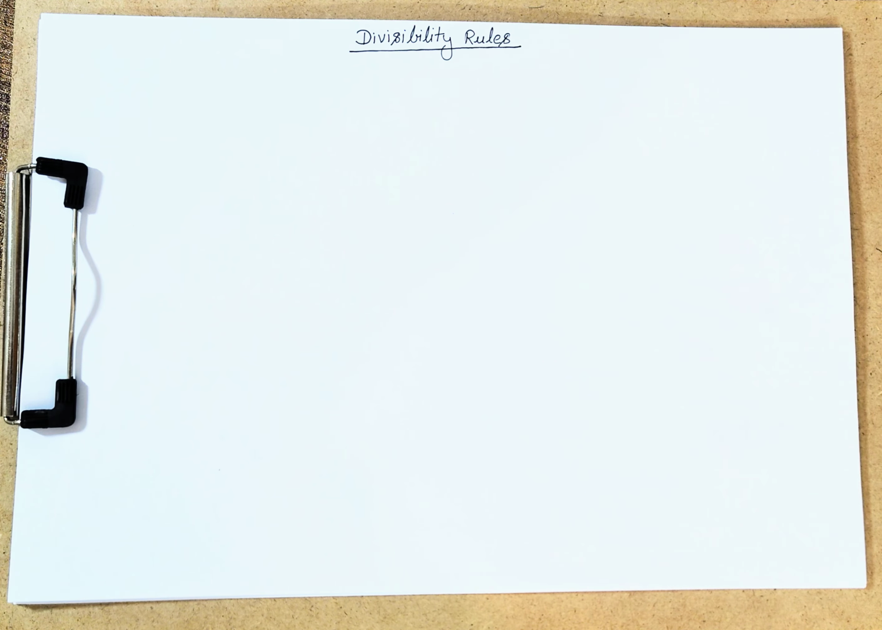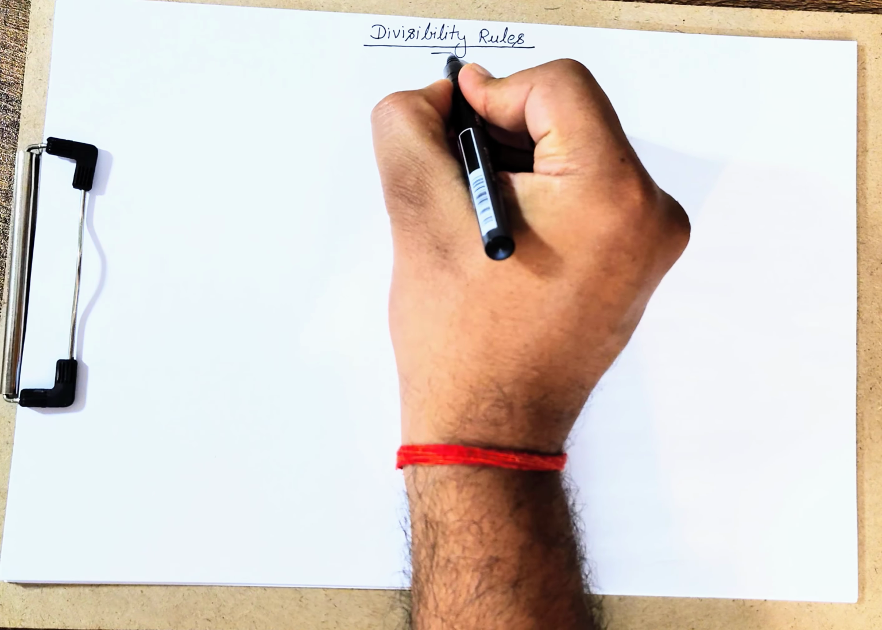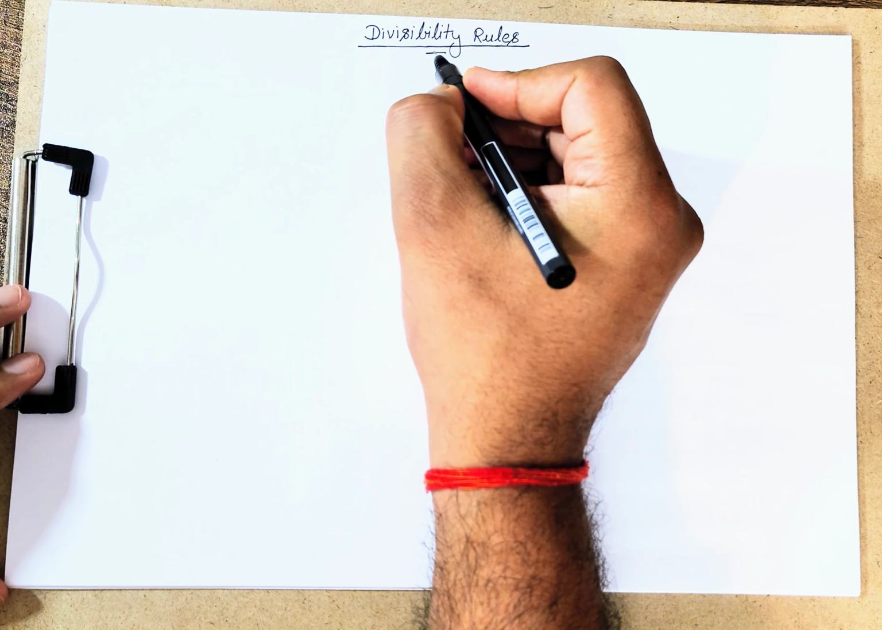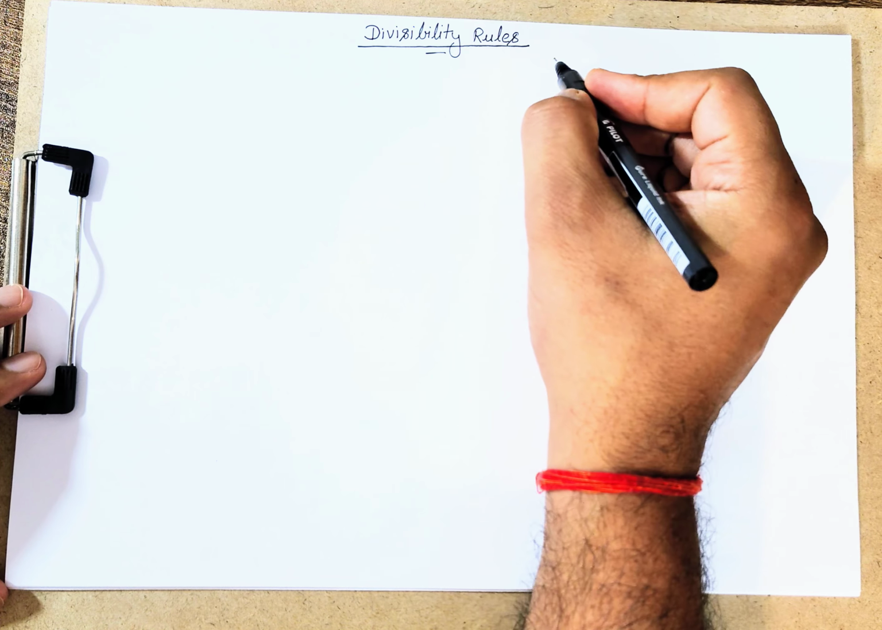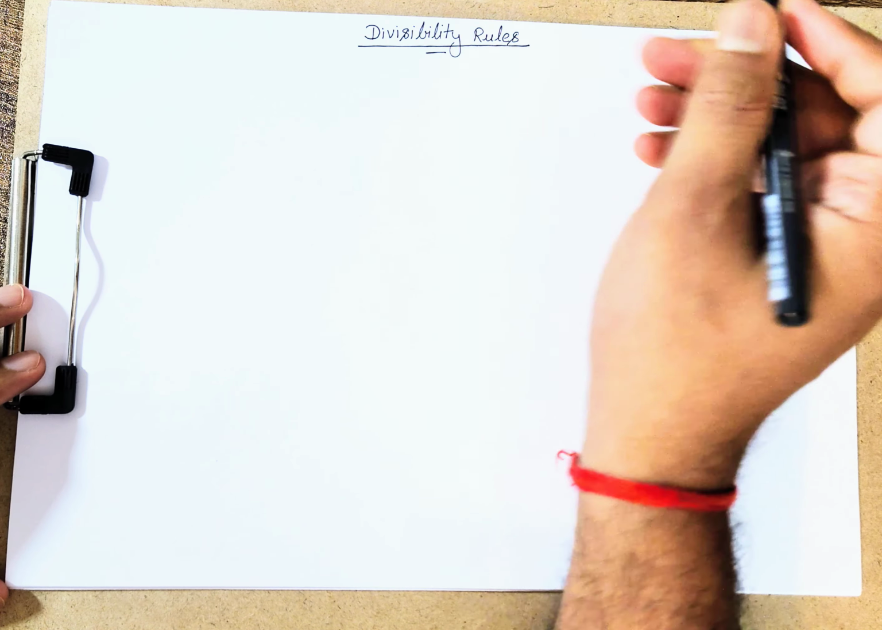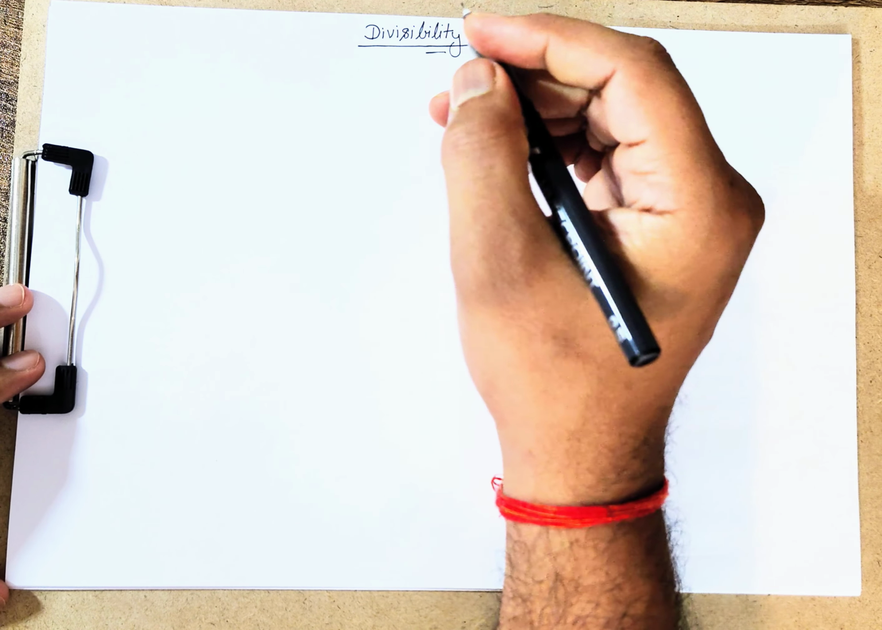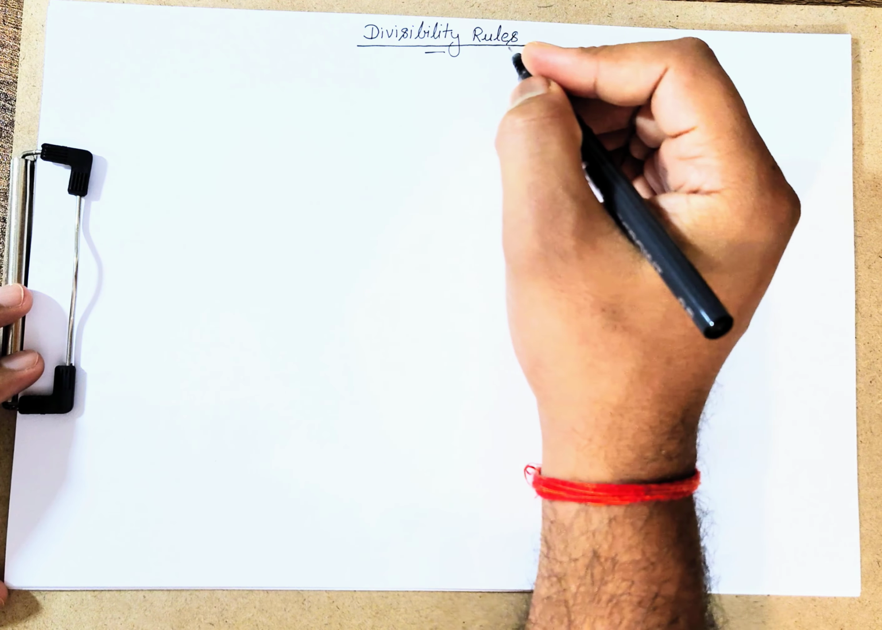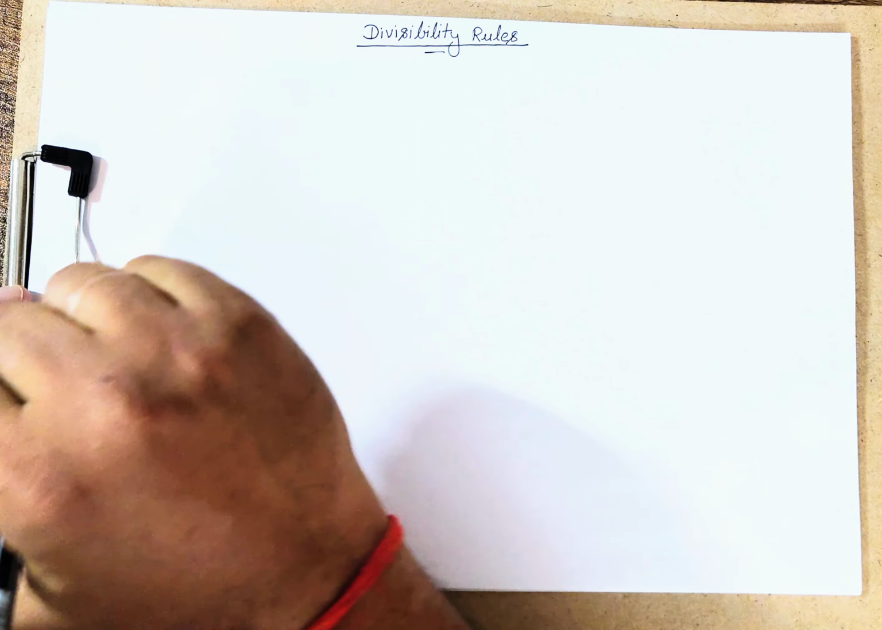Hello everyone. Today we will learn about divisibility rules. So divisibility rules tell us if a number is completely divisible by another number or not. It also tells us what will be the remainder if the number is not completely divisible.